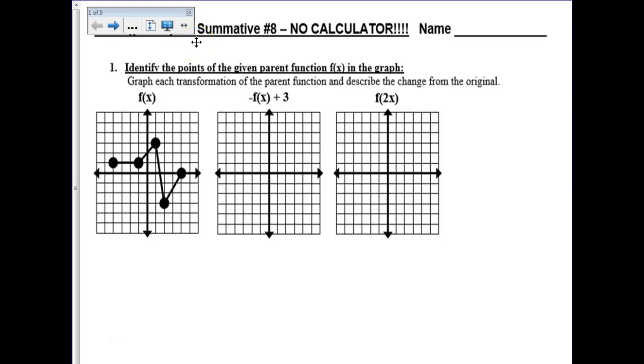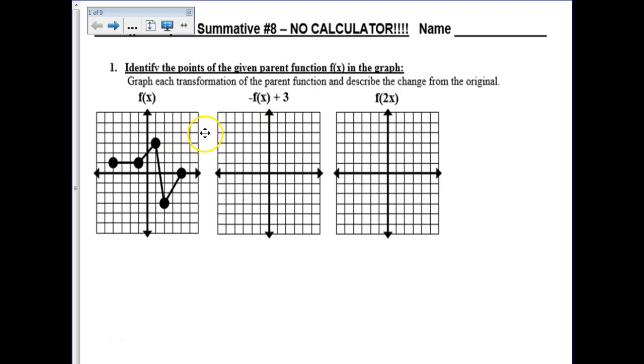So this is our review for summative number 8, and remember this is a no graphing calculator summative. This is your last chance at transformations, so whatever score you get on this test is your score for transformations. We are done retaking it. This is our 3rd time. So do a great job, and if you did fine last time, I'm sure you'll do fine again.